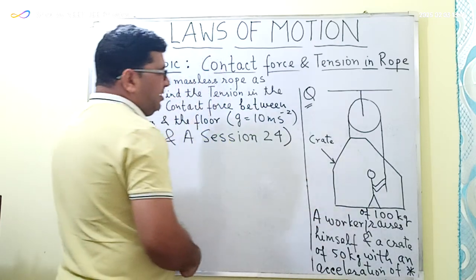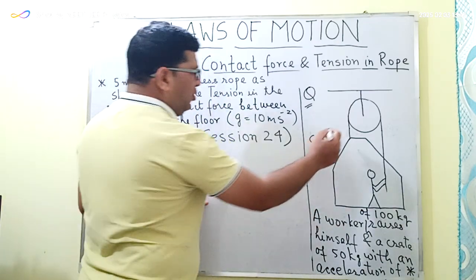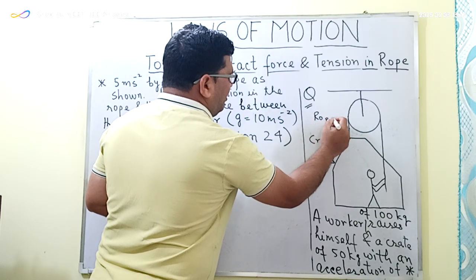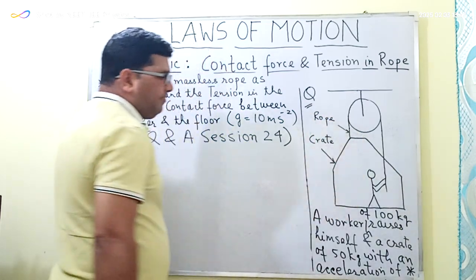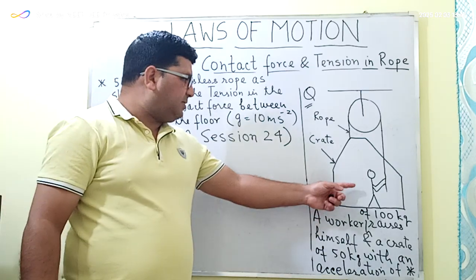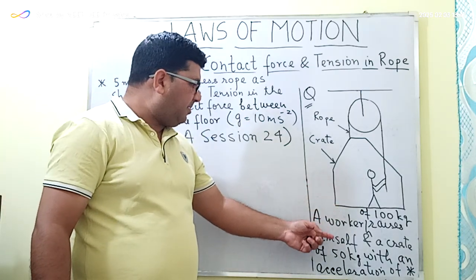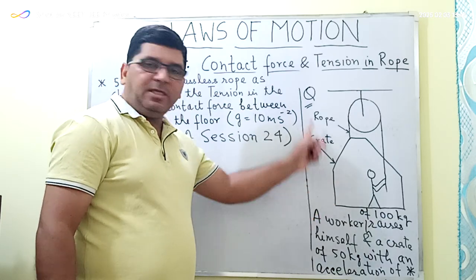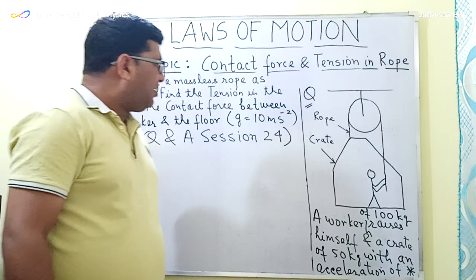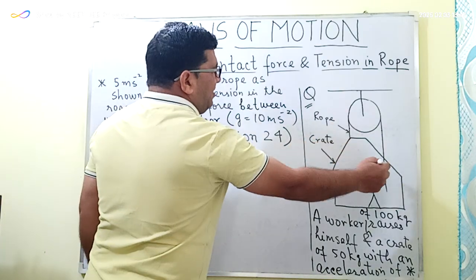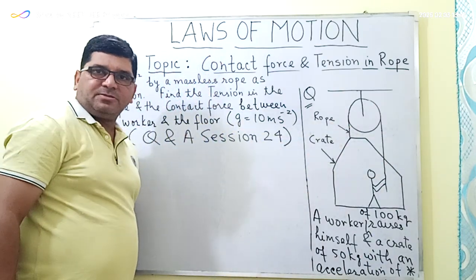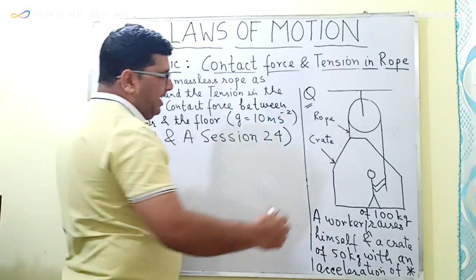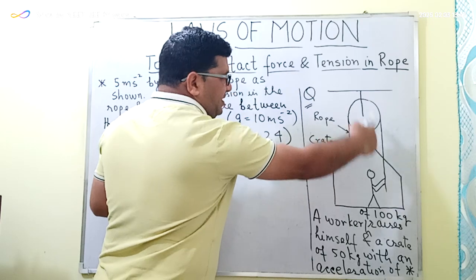So here, this is the rope, and this is the worker who is applying a force on this rope in order to lift the crate and himself in the upward direction. This is a single rope, and this pulley is frictionless and massless. The rope is also massless, and this is one single rope.